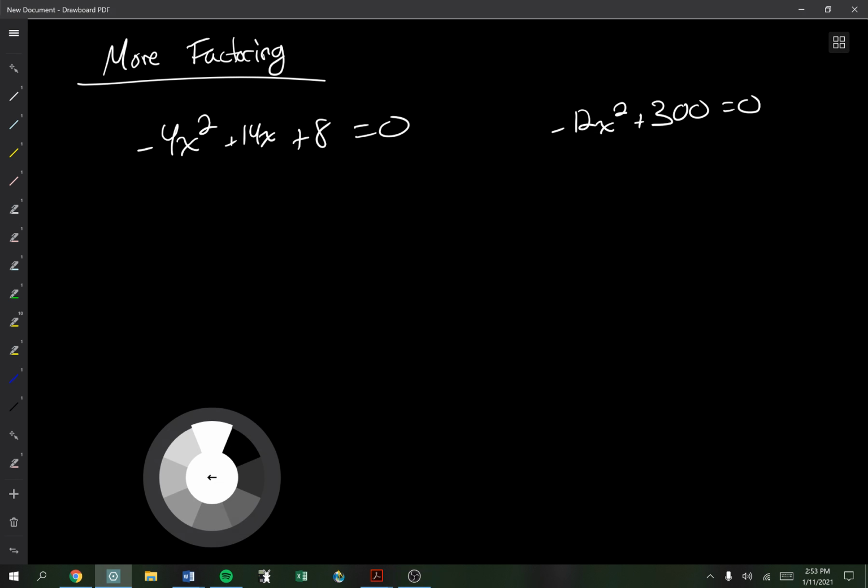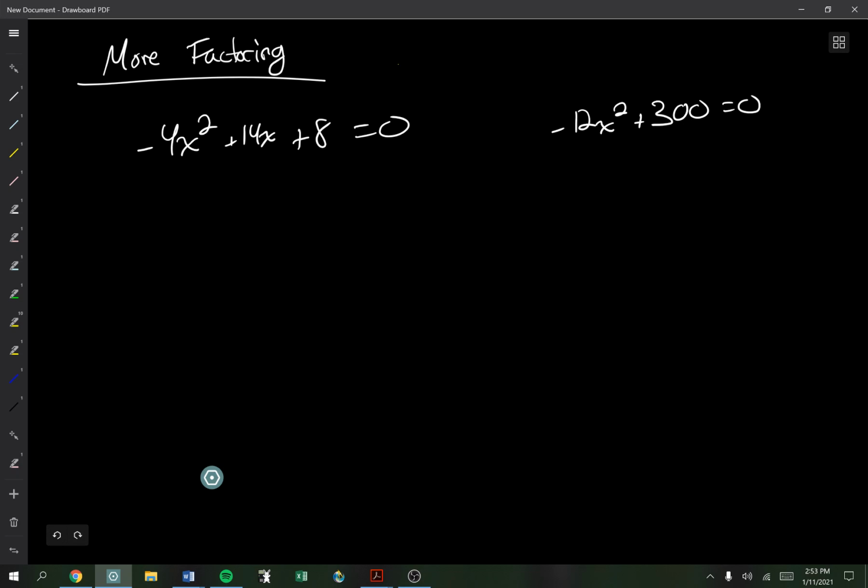Alright, y'all, this will be a quick video, just about a little bit more factoring examples. The key difference we're going to add today is we're going to have GCFs to pull out, greatest common factors. Not always, but you have to look for them.